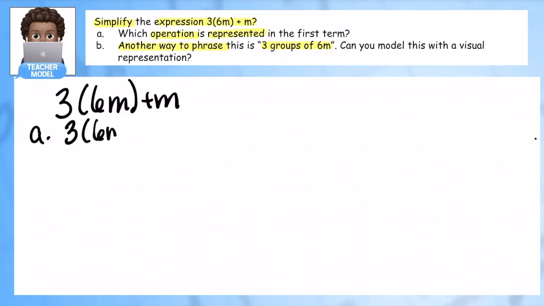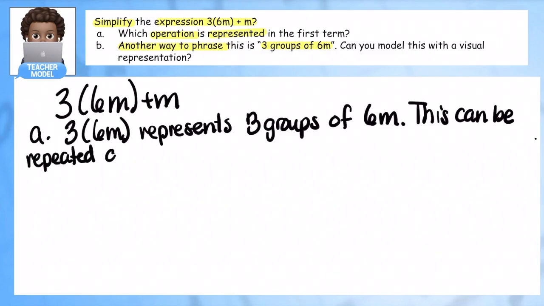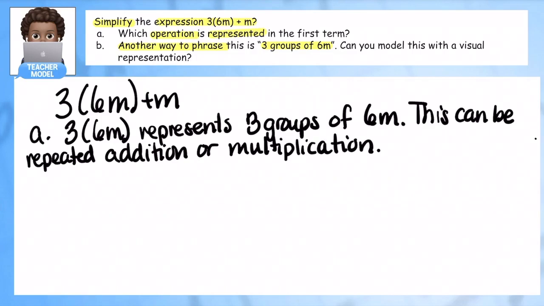3(6m) represents 3 groups of 6m. This can be repeated addition or multiplication. Okay, and we know that the more effective, more efficient way is probably multiplication.